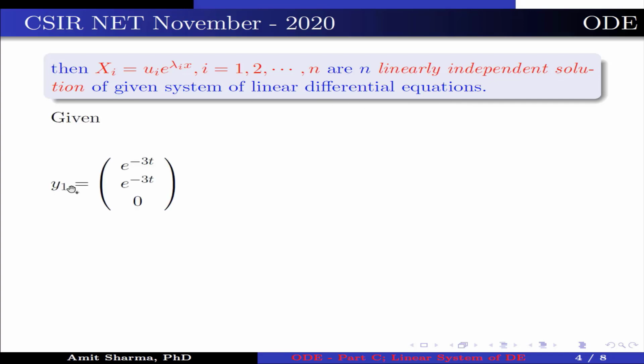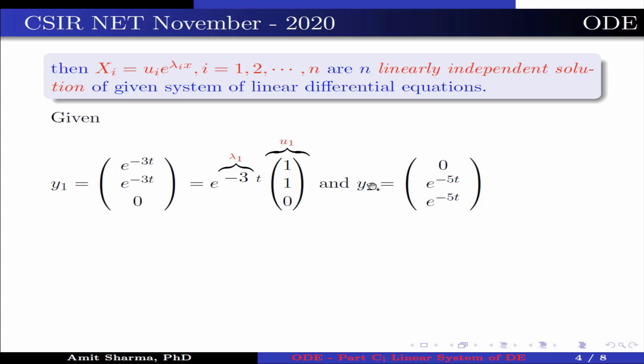Now given y1, which is a column vector having elements e to the power minus 3t, e to the power minus 3t, 0, which is further written as e to the power minus 3t into a column vector having elements 1, 1, 0. This implies lambda 1, which is minus 3, is an eigenvalue and this is the eigenvector. Now y2, which is a column vector having elements 0, e to the power minus 5t, e to the power minus 5t, is further written as e to the power minus 5t into a column vector having elements 0, 1, 1. This implies minus 5 is another eigenvalue and this is the other eigenvector.